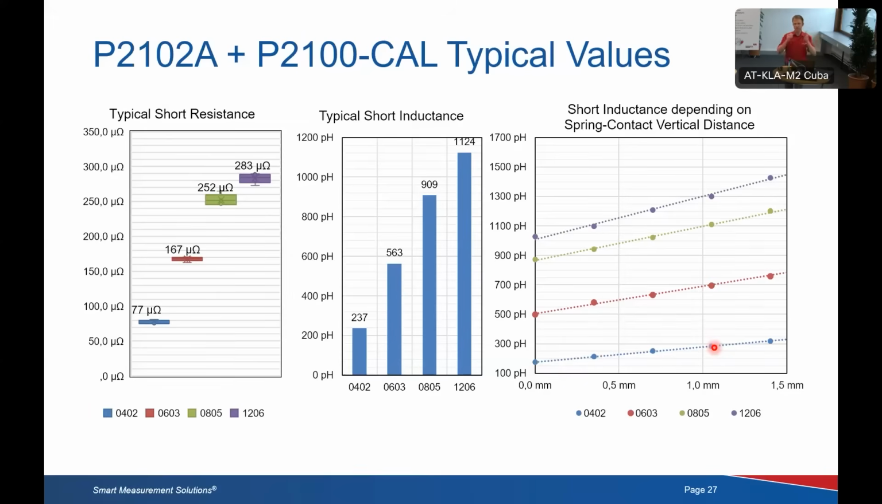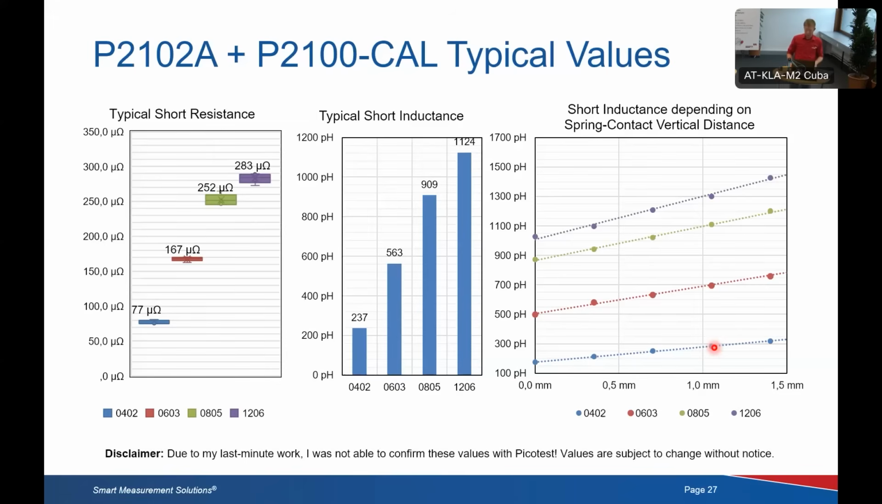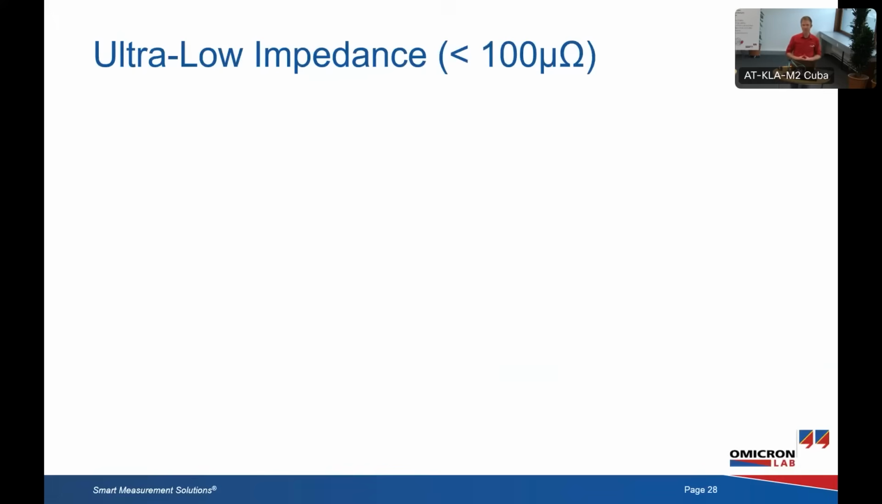So every time you should position the probe in exactly the same way whenever possible. And of course, the smaller the contact or probe size and the needle spacing, the better. The 0402 gives lower resistance, lower inductance, and less variation of the inductance over the distance of the springs. So if you need to measure very low values, the smaller probe head will give you better results. Unfortunately, I was a little bit late in preparing my work, so I could not confirm these values with Picotest, so it might change later on, but I'm pretty sure that it works.